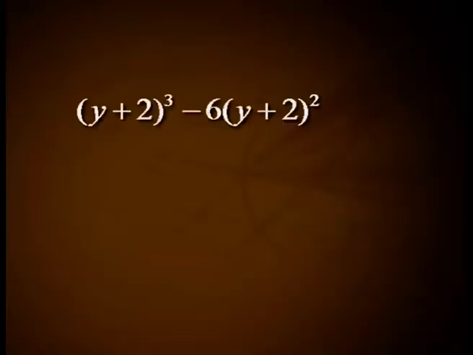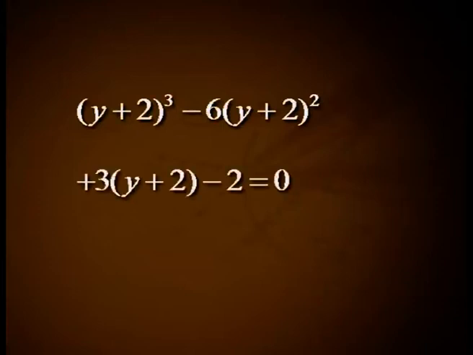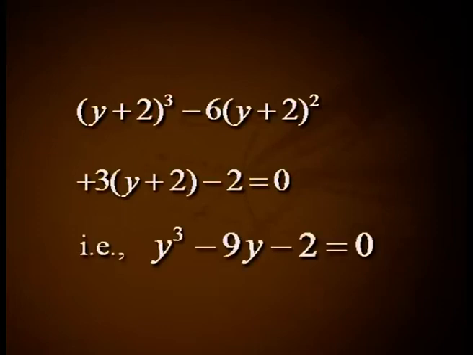Example 4. Solve x³ − 6x² + 3x − 2 = 0. Solution. To reduce to standard form, put x − 2 = y, that is x = y + 2, and obtain (y + 2)³ − 6(y + 2)² + 3(y + 2) − 2 = 0. That is, y³ − 9y − 2 = 0 is the standard form of the cubic.